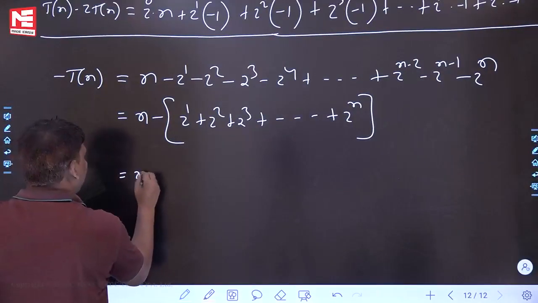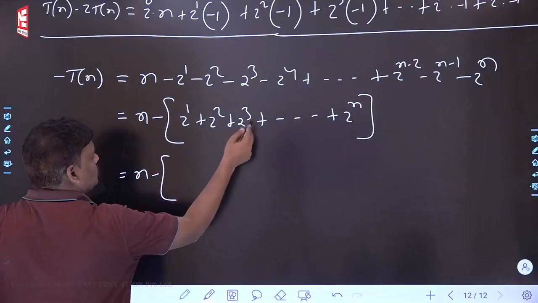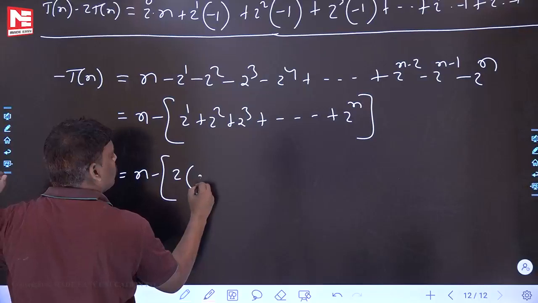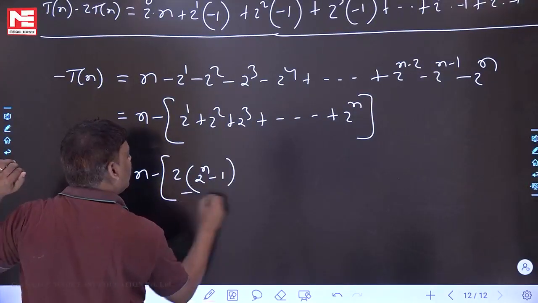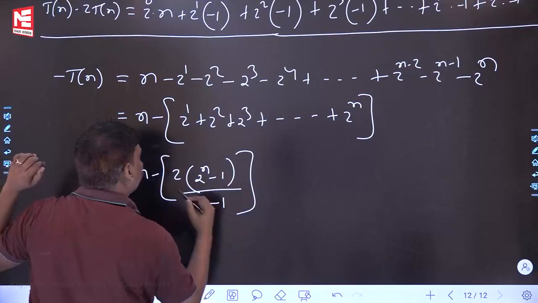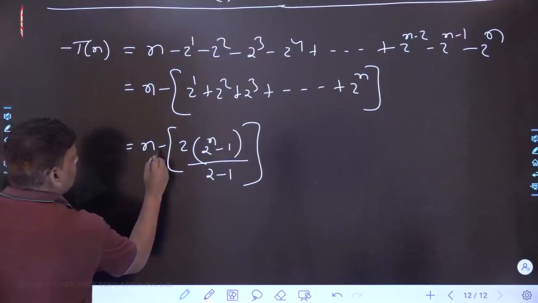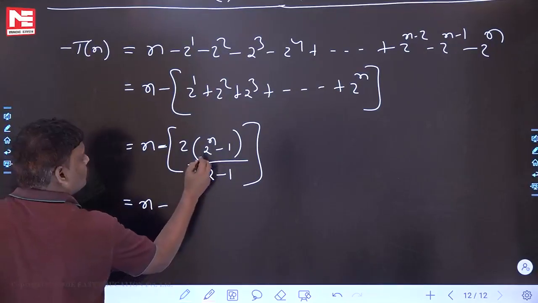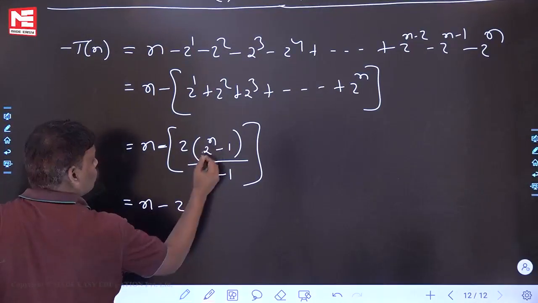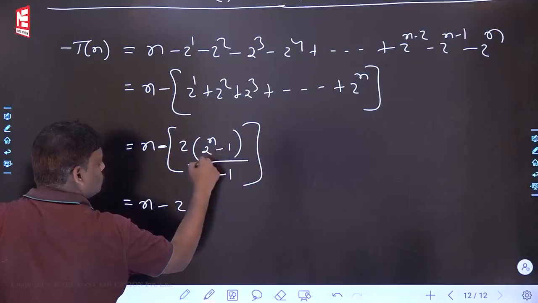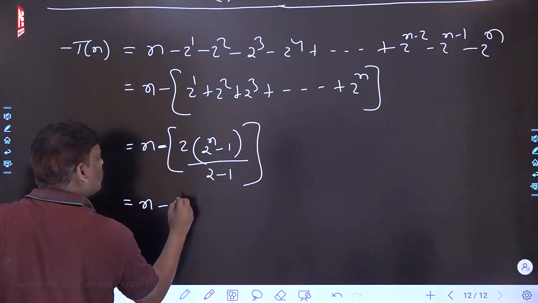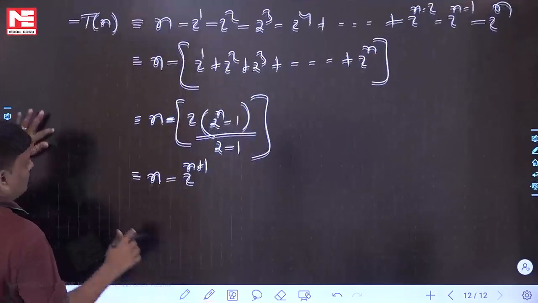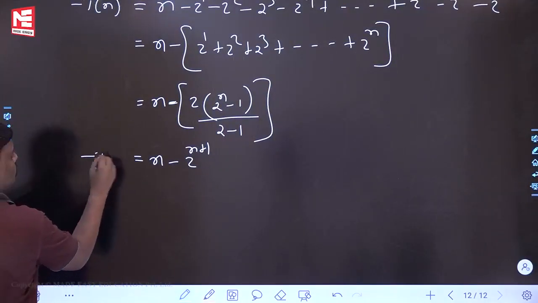Right, this will become n minus this series, GP series, sum of n terms in the GP series. What is the formula? a into r power n minus 1 by r minus 1, with a equal to 2 and r equal to 2. It is n minus, right? Fine, it will become n minus, what is the answer? 2 power 2 into 2 power n minus 2. Small calculations are over. It will become 2 power n plus 1. Forget about small things, really not required. It is the minus Tn.